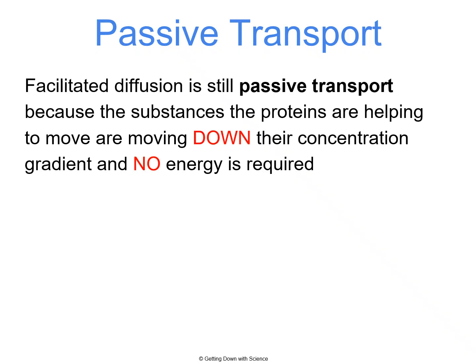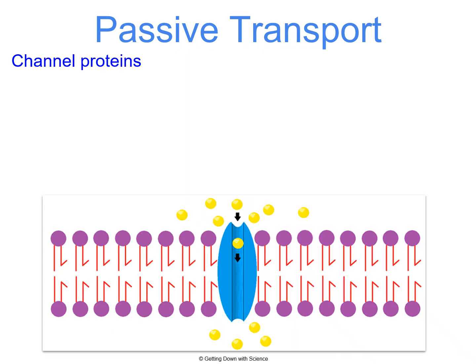All right, so we're going to talk a little bit more about facilitated diffusion. Facilitated diffusion does not require energy, as I said earlier, and it is indeed a type of passive transport. Oftentimes students will confuse this with a type of active transport, but it's passive. There is no energy required for substances to move because these proteins are helping these substances to move.